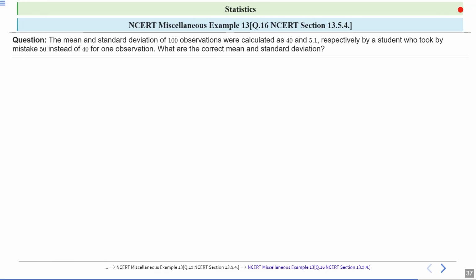Now look at miscellaneous example 16. The mean and standard deviation of 100 observations were calculated as 40 and 5.1 respectively by a student who took by mistake 50 instead of 40 for one observation. So what are the correct mean and standard deviation? First of all, try it yourself and then see the solution.